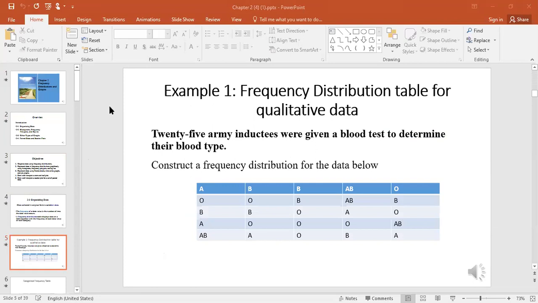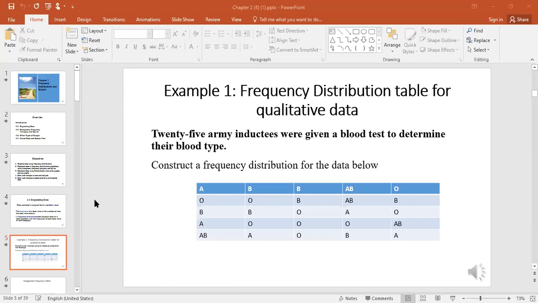Yes. Okay, so on the screen we have data that were collected, which are the blood types of 25 individuals. These are 25 Army inductees. And when we have data as they are here, there is not much information we can get about it until we organize it by listing each blood type and the number of people having that type of blood.